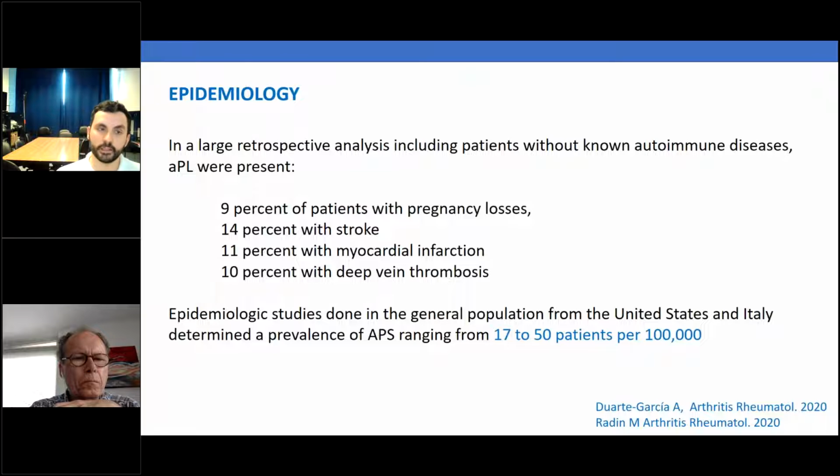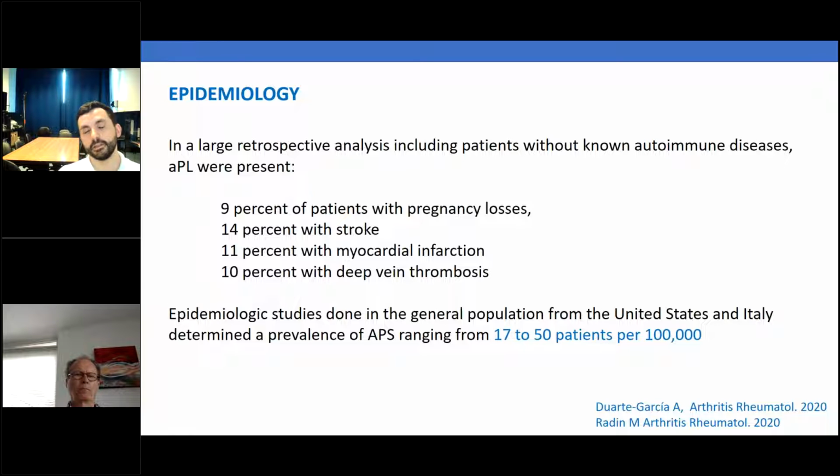I previously mentioned that APS is considered a rare disease, but what do we know about the epidemiology of this syndrome? Well, as I said, thromboses are frequent in everyday clinical practice. Pregnancy morbidity can be frequent as well. Most of the data that we have on this syndrome are from cohorts of patients with clinical manifestations that have then been tested for aPL. And now we know that up to 9% of patients with pregnancy loss might be positive for at least one of the previously named antibodies, up to 14% of people with stroke, 11% of patients with myocardial infarction, and up to 10% of patients with deep vein thrombosis.